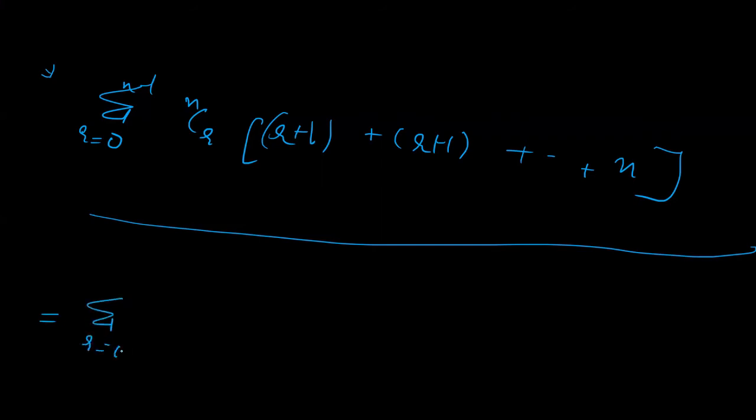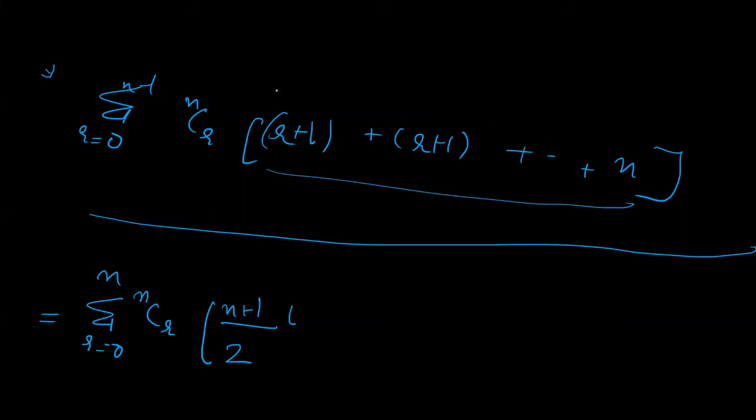Sigma r from 0 to n, nCr, n plus 1 means n by 2. Now, how many terms are there? These are total n terms minus r, right? So it should be n minus r by 2. The first term is r plus 1 and the last term is n.